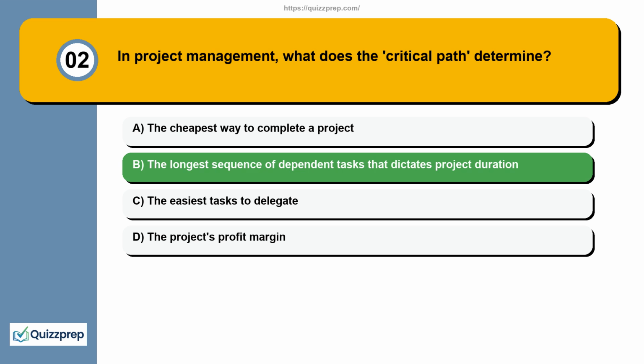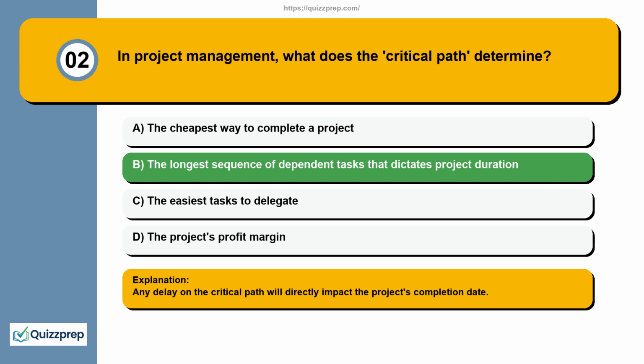The correct answer is option B. The longest sequence of dependent tasks that dictates project duration. Explanation. Any delay on the critical path will directly impact the project's completion date.